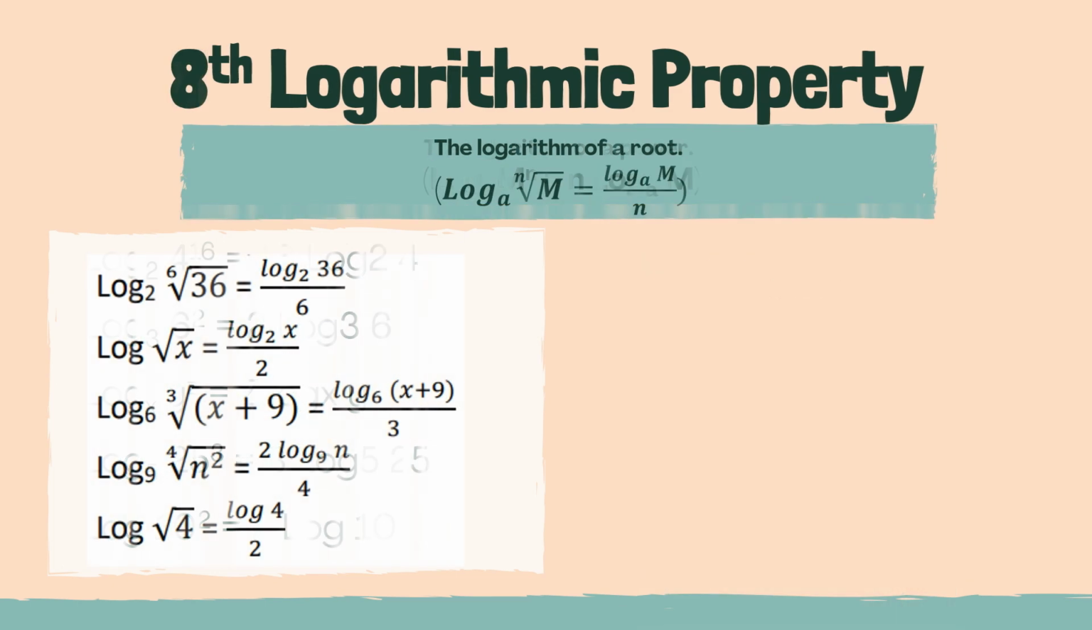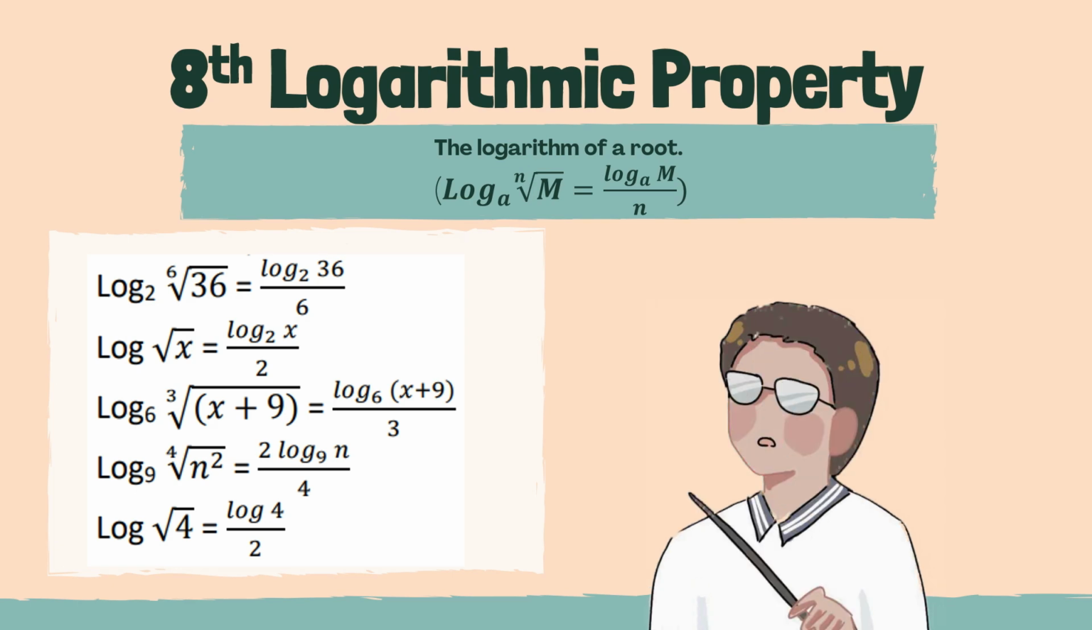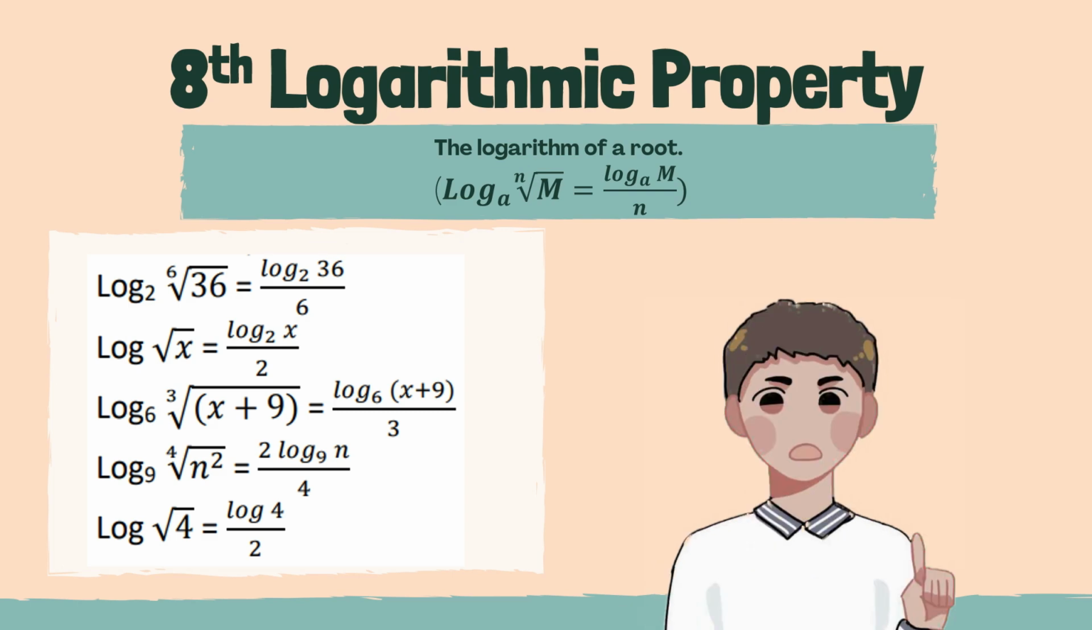And the eighth property, the logarithm of a root. Whatever is the value of the index in a root, it will be moved to the denominator. This is read as log base a of the nth root of m is equal to log base a m over n. Log base 2 of the sixth root of 36 is equal to the log base 2 of 36 over 6 is an example of this property.